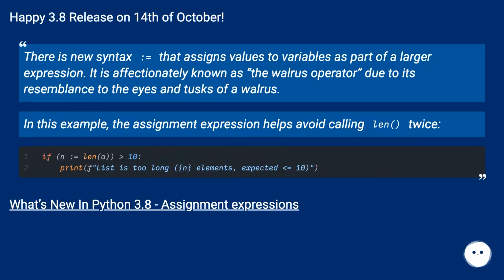There is new syntax, colon equals, that assigns values to variables as part of a larger expression. It is affectionately known as the walrus operator due to its resemblance to the eyes and tusks of a walrus. In this example, the assignment expression helps avoid calling len twice. What's new in Python 3.8: assignment expressions?